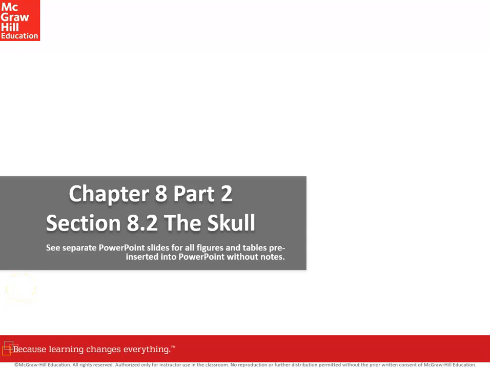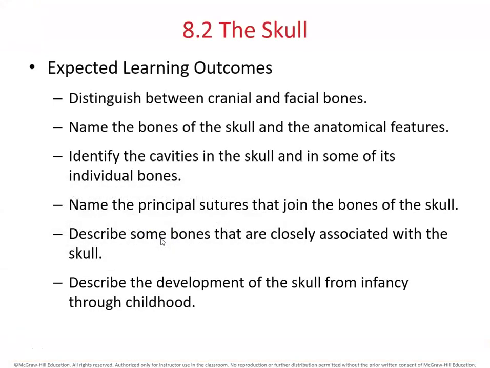In this section, 8.2, we'll be talking about the bones and features of the human skull. We'll be talking about the difference between cranial and facial bones. We'll name all of the different bones of the skull and talk briefly about their anatomical features.